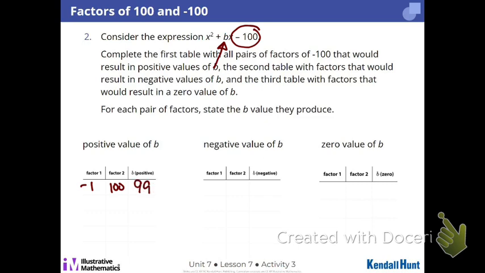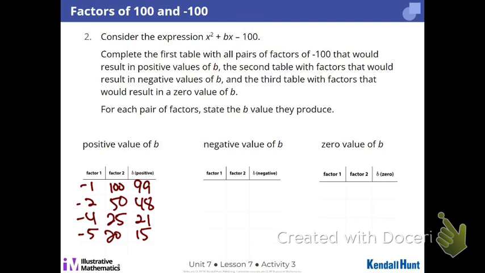I want you to fill out that table, please. I need these to add to be positive, multiply to be negative. So I'm looking at negative 2 and 50. Would those add to be 48? I'm looking at negative 4 and 25. That makes 21. Looking at negative 5 and 20, which is 15. And negative 10, nope, that doesn't work. That'd be 0. So the 10s don't work.